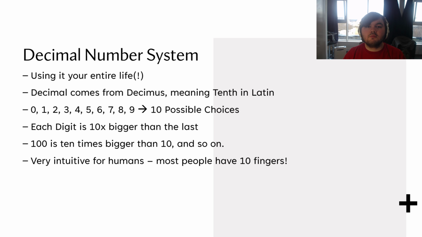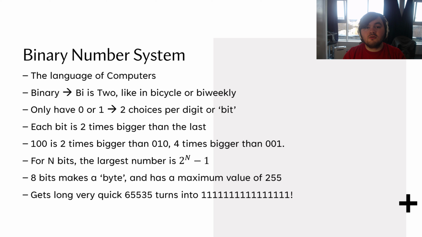The decimal system is very intuitive for humans to use, perhaps because we have 10 fingers, which makes it easier to count, especially when you're young. Now see, the decimal system is not very efficient for computers. 10 possible choices for every single digit gets very confusing very quickly, especially for the electronics inside. Instead, computers work in the binary number system.